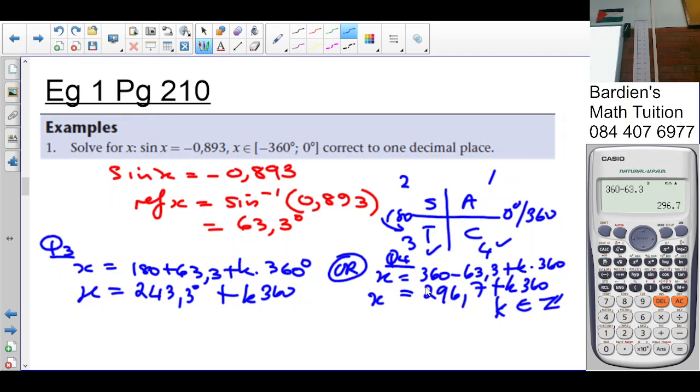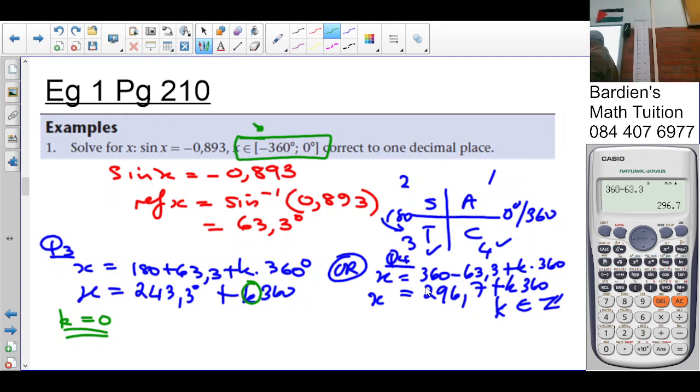But the question wasn't for the general solution. The question has a restricted domain here. Can you see here? It's going from negative 360 to 0. So we start off by saying k is equal to 0. Then it's going to be 243,3 plus 0 times 360, which is 0. So the answer is 243,3. But is 243,3 inside or outside this given domain? Outside. Remember this is from negative 360 to 0. So would I write that? No, that's not correct.